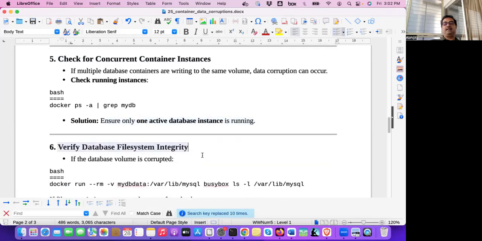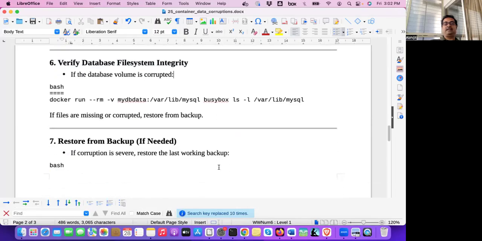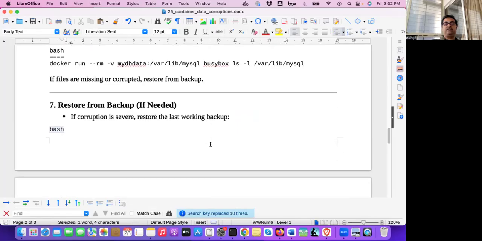Verify file system integrity. There are different tools you can use to check whether the file system got corrupted or not. You can check the integrity of it. You can restore from backup if needed.